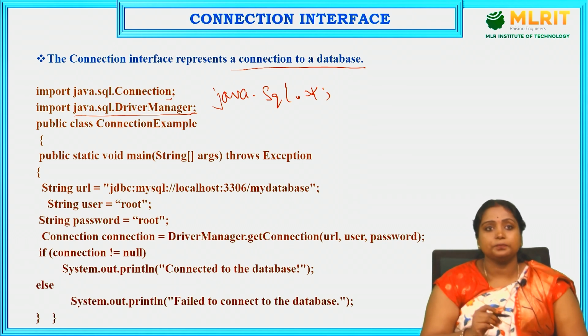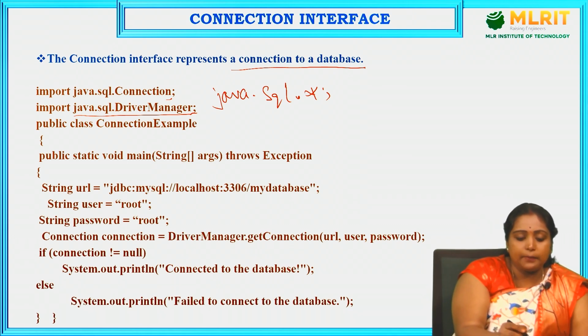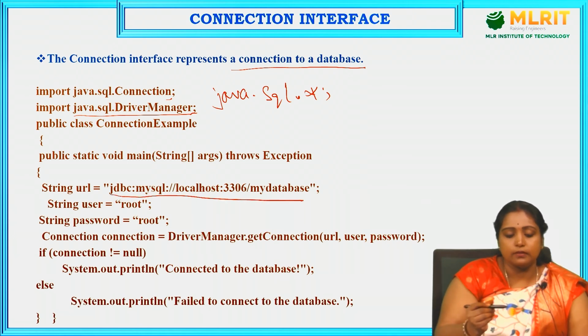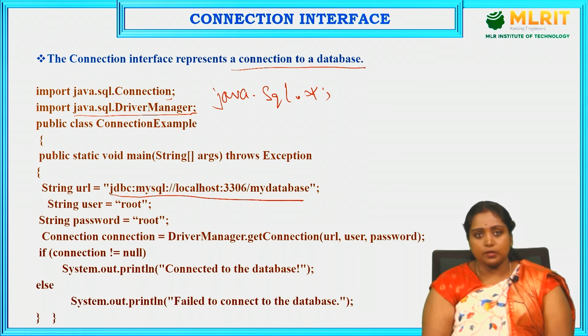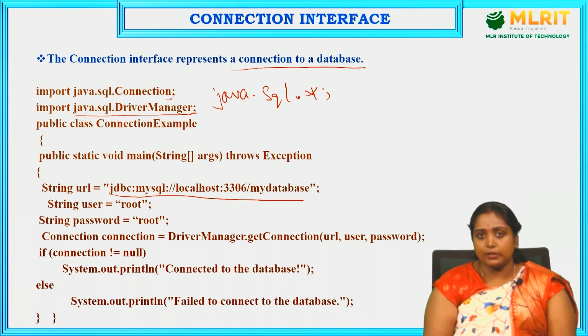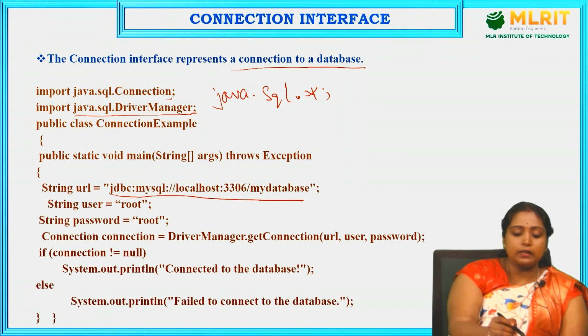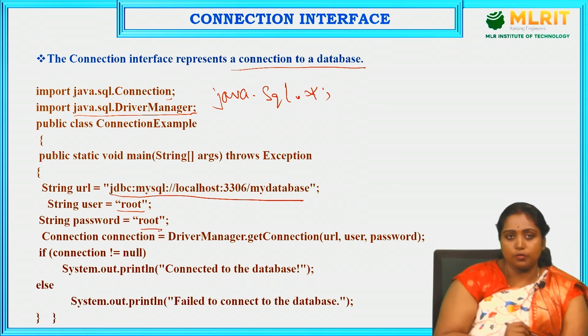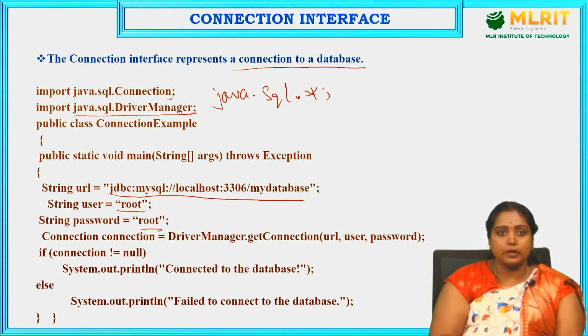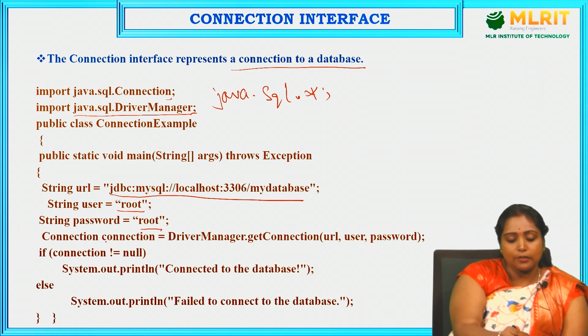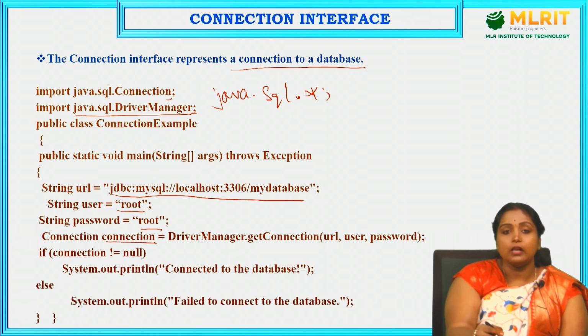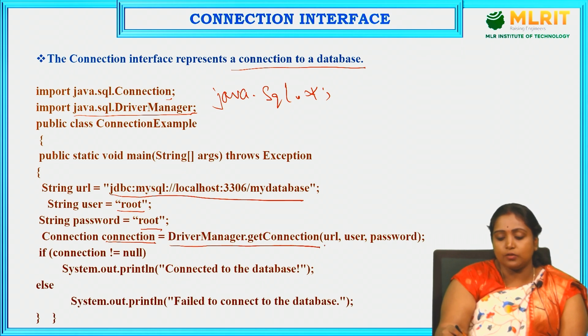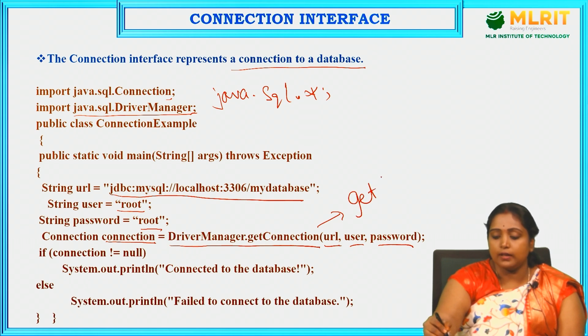And next, here I am taking a URL: jdbc:mysql://localhost:3306 and my database, and the username is root and the password is root for my particular Workbench. For the connection, you have to create an instance of Connection. So DriverManager.getConnection, you have to supply the URL, username and password here, such that it will get connected to SQL.